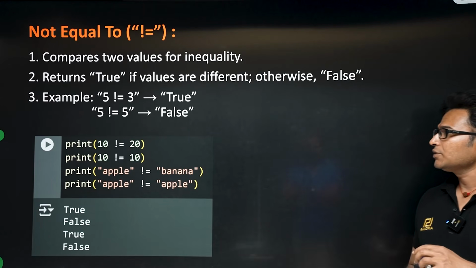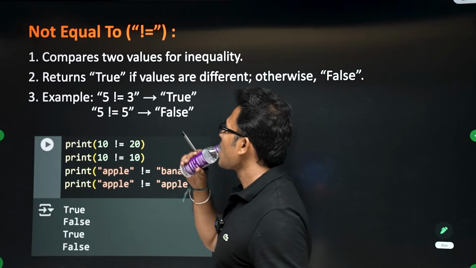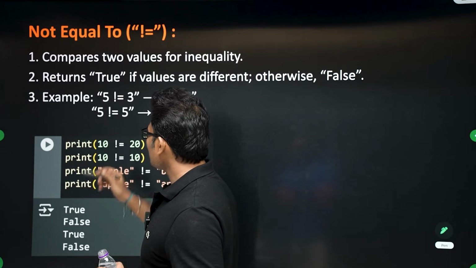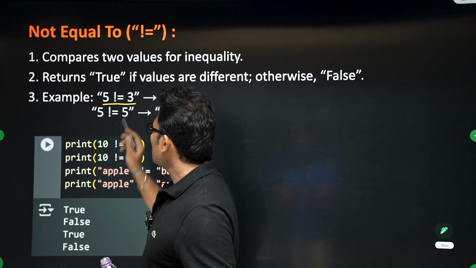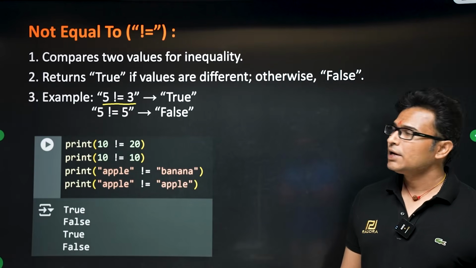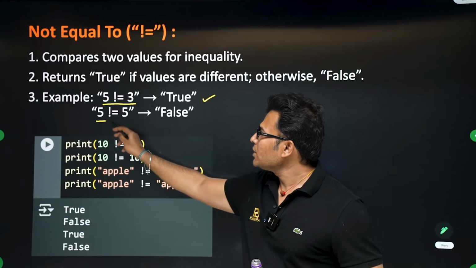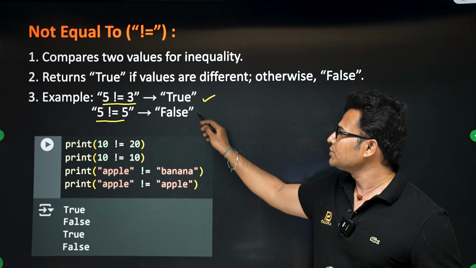Now, let's check not equal to. So 5 and 3. Are they not equal? Yes, 5 and 3 are not equal. Therefore, the output is true. 5 and 5, are they not equal? They are equal. Therefore, the output is false.